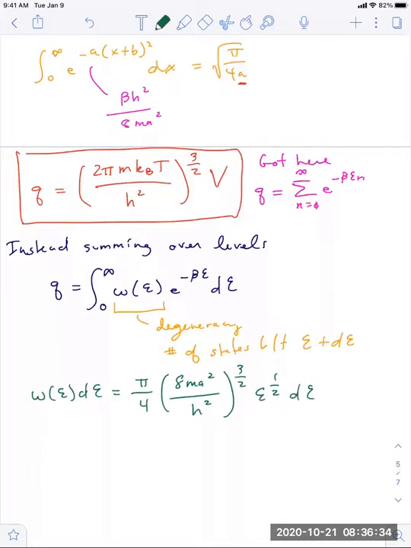So now moving all of these constants out and rewriting our integral for Q. So what appears in the integral from 0 to infinity, so we're integrating over our energy levels, but we have the energies to the 1/2 power, again, times our exponential in the energy.